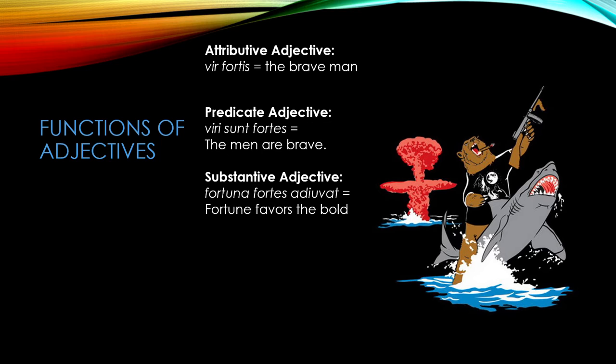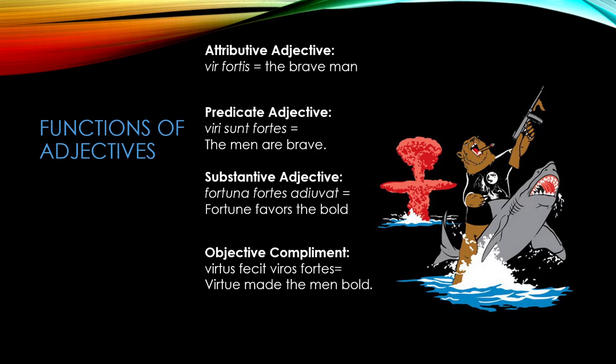There is also the substantive, which I have mentioned before. This is an adjective being used in place of a noun, as in the example of fortuna fortes adiuvat, fortune favors the bold, with fortes, the bold, being used as a substantive. The final use of an adjective is the objective complement, which describes the result of the action of the verb on an object. An example of this is the sentence virtus fecit viros fortes. Virtue made the men strong.